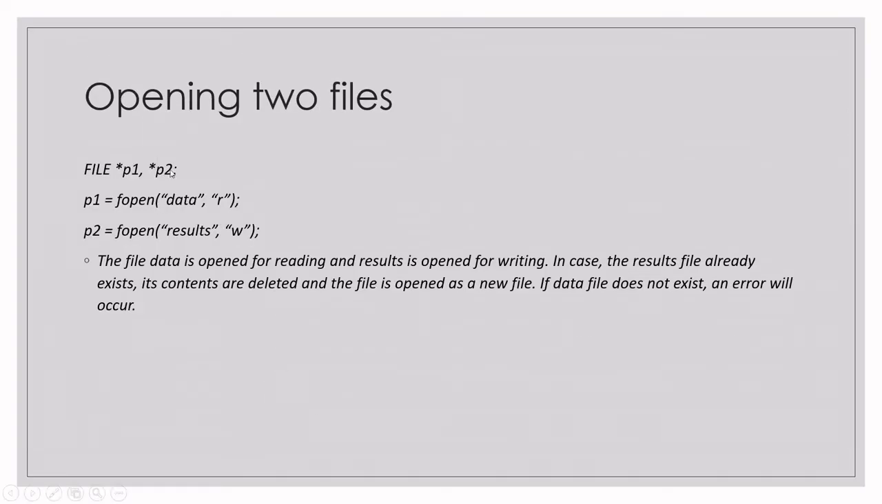And for opening two files, we can declare two file pointers, say FILE *p1, *p2, and p1 = fopen("data", "r") and p2 = fopen("results", "w"). So here this means that data is one file and that is opened for reading, and the corresponding value is saved in p1. The second file is the results file and that is opened in write mode, and to access this results file, we use the p2 pointer, and for accessing the data file we use the p1 pointer. So all the file management we do with the corresponding pointers.